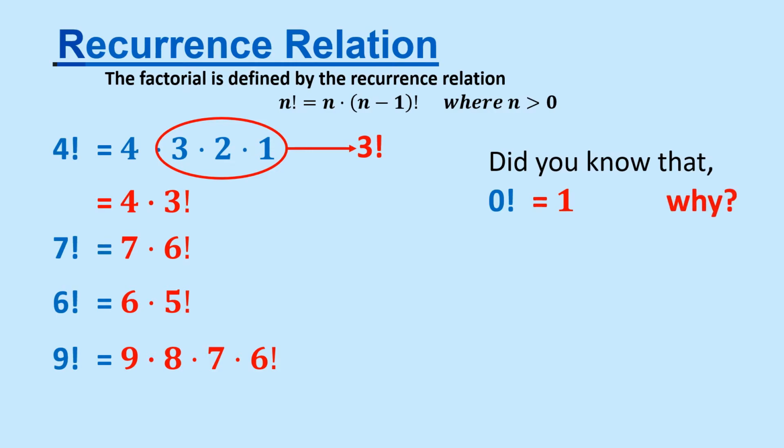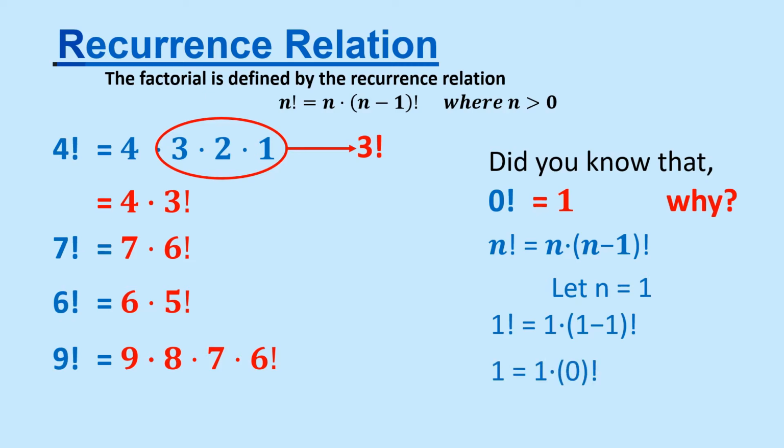We can use the recurrence relation to show that 0 factorial is equal to 1. According to the recurrence relation, n factorial is equal to n times n minus 1 factorial. So let's say that n is equal to 1. If n is equal to 1, we're going to have 1 factorial is equal to 1 times 1 minus 1 factorial. So 1 factorial is 1. So 1 is equal to 1 times 1 minus 1, which is 0 factorial. Simplifying this, you will have 0 factorial is equal to 1. That's why 0 factorial is always equal to 1.